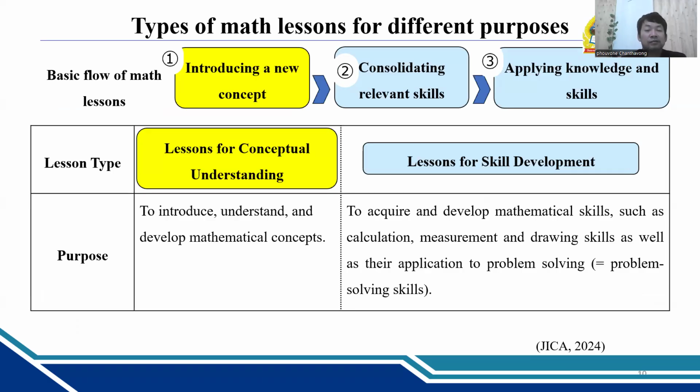In primary mathematics textbooks of Laos, we have two kinds of lessons. The first one is the lesson for conceptual understanding, and the second one is the lesson for skill development. Typically, conceptual understanding is the first lesson or the new concept of the lesson. When we start the first lesson, we usually focus on conceptual understanding. For the second time of that lesson, we focus on skill development.